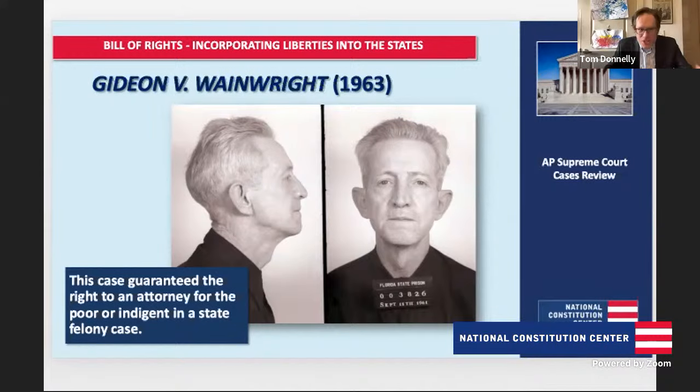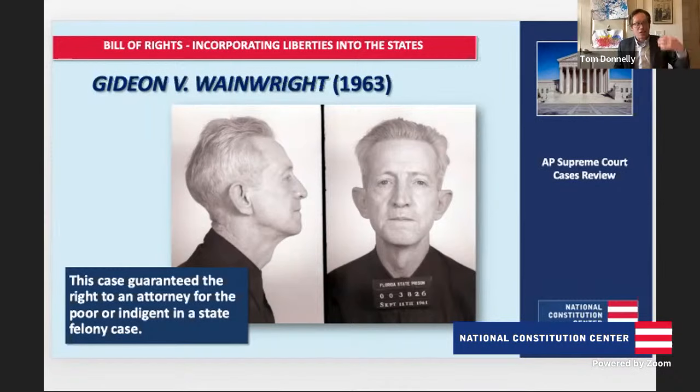And so Gideon goes to prison. He studies the Constitution. He says, I think under the Sixth Amendment, I have a right to counsel. And so he writes a handwritten petition from prison and sends it up to the Supreme Court. The Supreme Court reads it. They take his case, and ultimately through Gideon versus Wainwright, they say, Clarence Earl Gideon, you are right. And what the Supreme Court does here, importantly for incorporation, is that it incorporates the Sixth Amendment's right to counsel against the states.